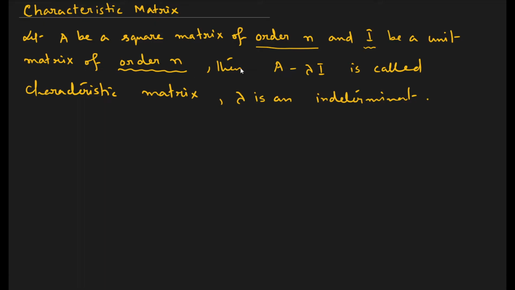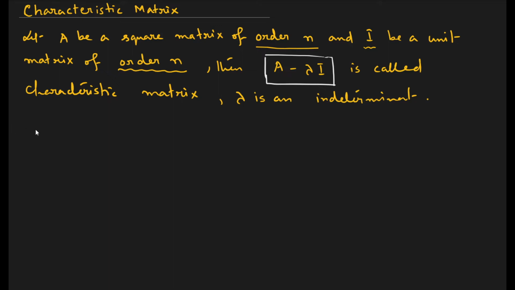So this will be the characteristic matrix. It's very simple: A minus lambda into I. Only this particular new matrix is called the characteristic matrix. A is a square matrix, capital I is the identity matrix, and lambda is a constant. In place of lambda we can use any other constant also.